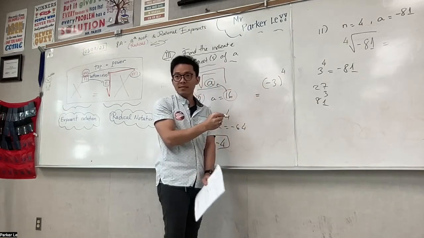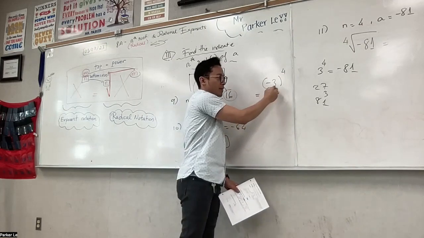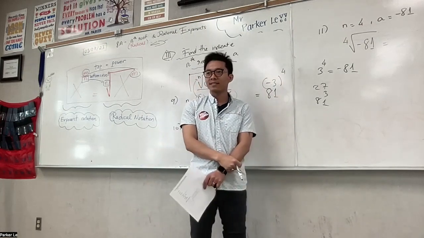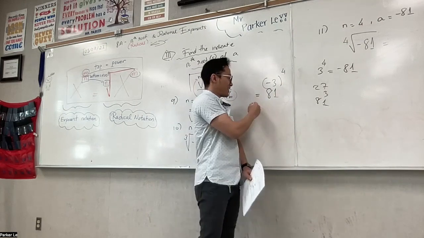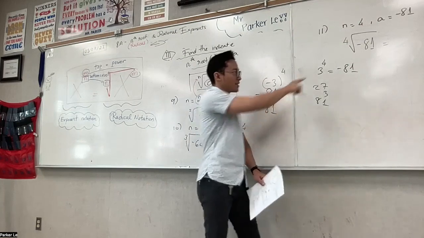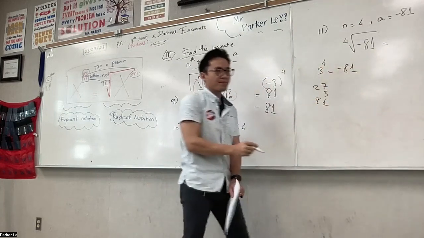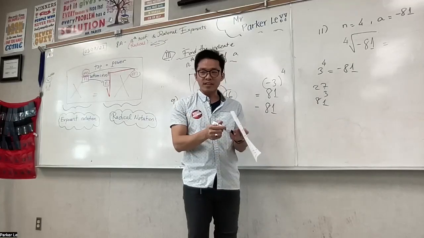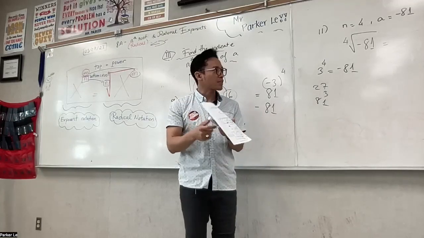Negative 81? It's always positive. It's always positive, yes, because the power is even. So what is the number? So the negative goes aside. Negative 81. Oh no. I asked anybody to answer this. Is that i? No, we're not talking about i. But that's a good way to go.